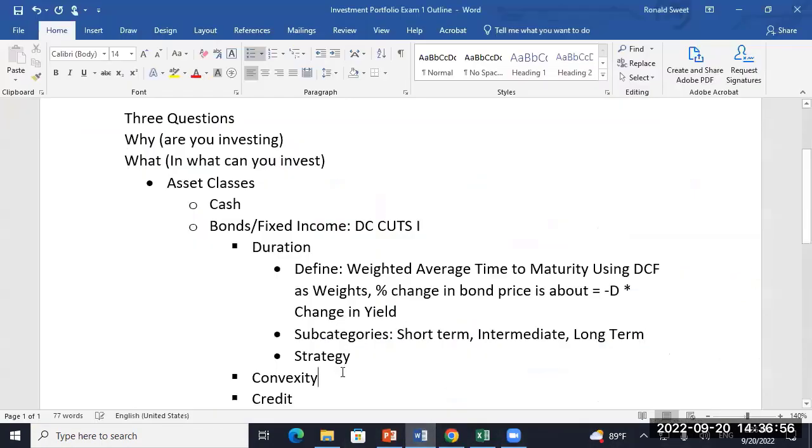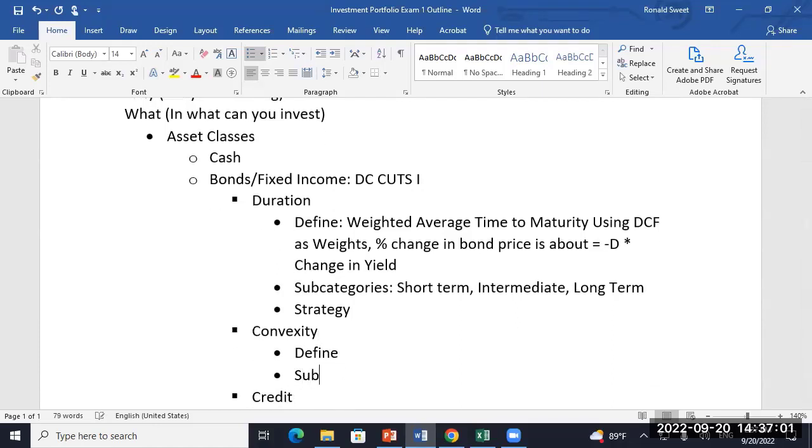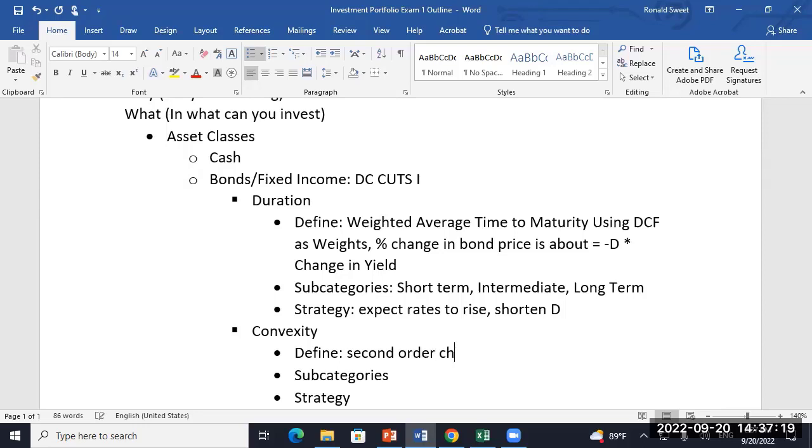So convexity, you define subcategories and strategies. Strategy here: you expect rates to rise, you shorten duration, and if you expect rates to fall, you lengthen duration. Define convexity as the second order change in price given change in yields. So it's the change in the change.